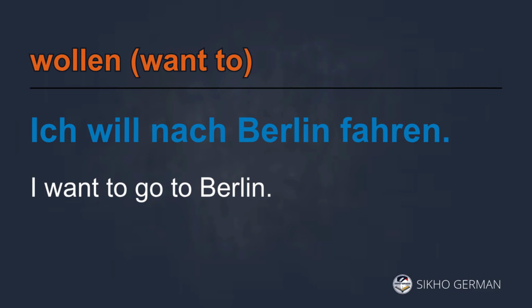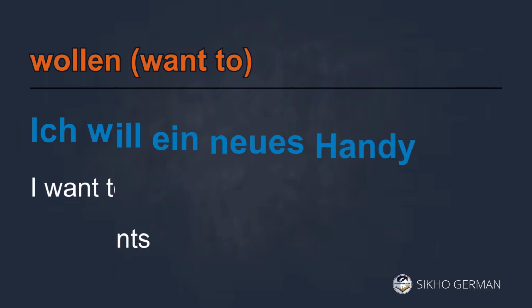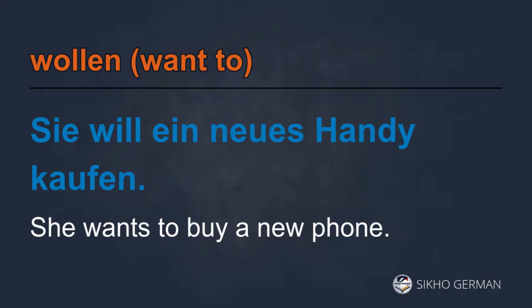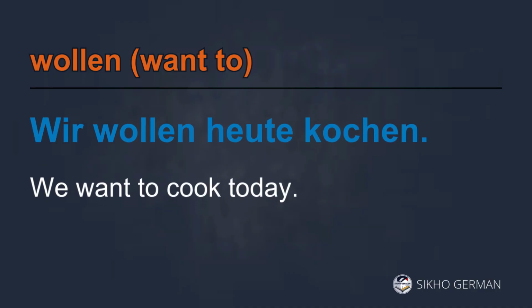Here, wollen is used as desire. Sie will ein neues Handy kaufen means she wants to buy a new phone. This shows personal intention or desire. Wir wollen heute kochen means we want to cook today. So wollen is direct and clear when talking about what someone wants.